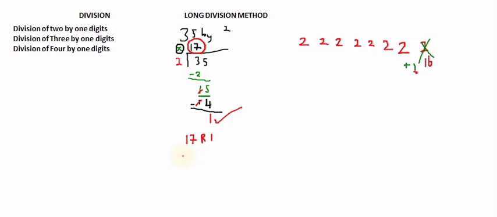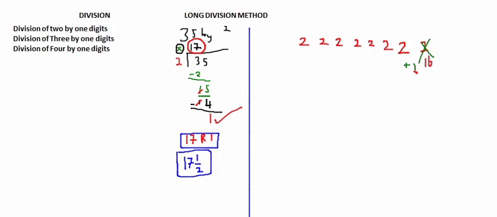Having this 17 remainder 1, we can still put it in fraction form. In fraction form, the answer is 17 as a whole number, and the remainder 1 over what I used to divide, which is 2. So we can have it as a remainder, or we can have it as a fraction.